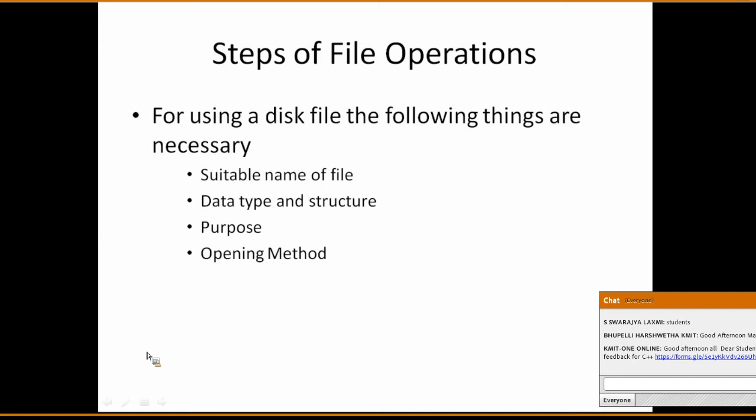That is, giving the name of a file. Then we specify the data type and structure, the purpose, and in which mode you are opening the file. We specify the opening method. We have different ways of opening a file, so we are going to specify a suitable name of file, data type and structure, purpose and opening method.